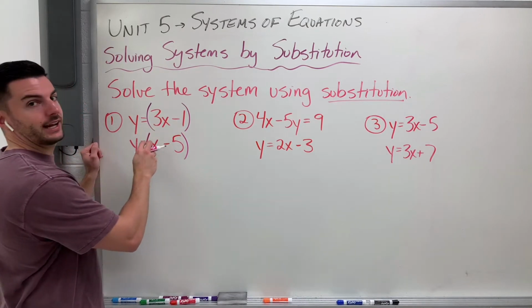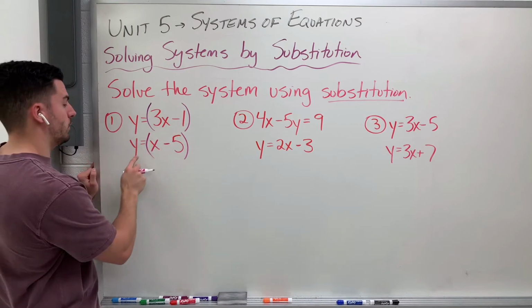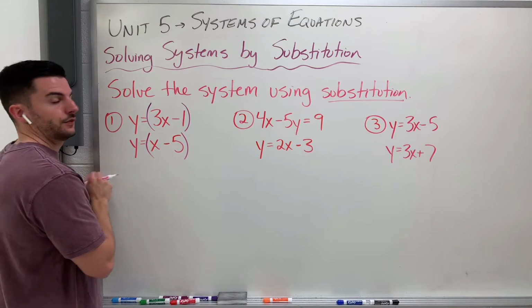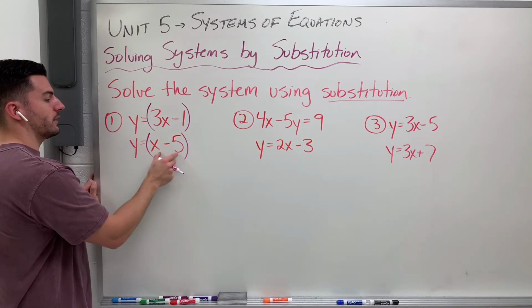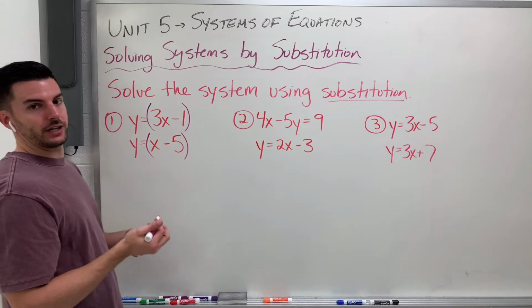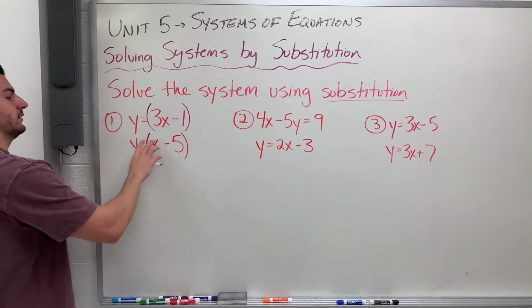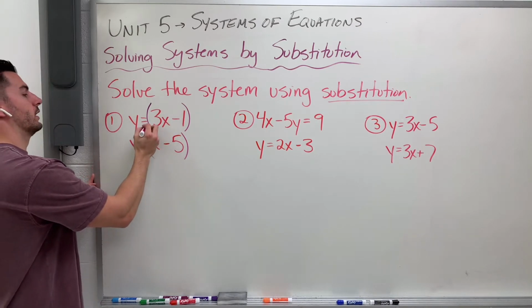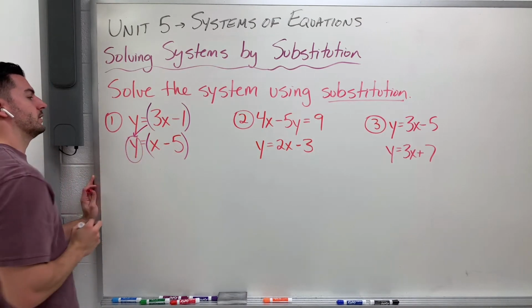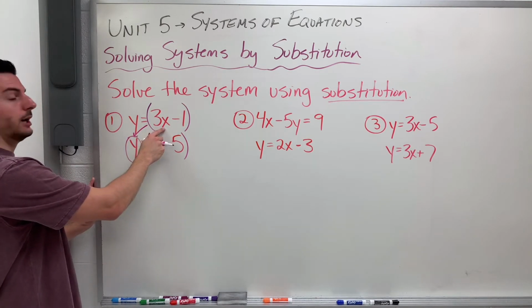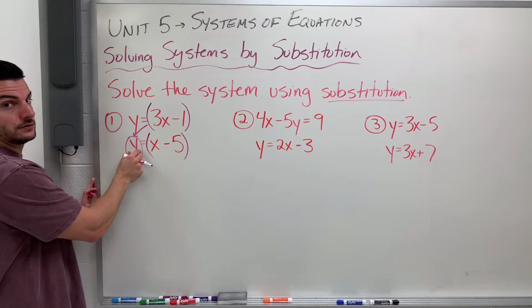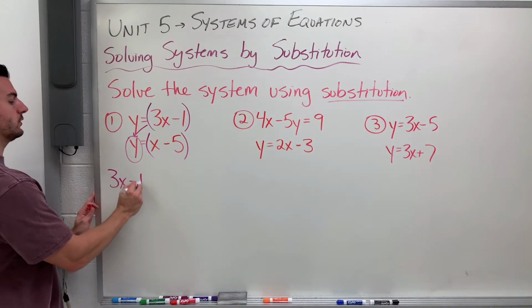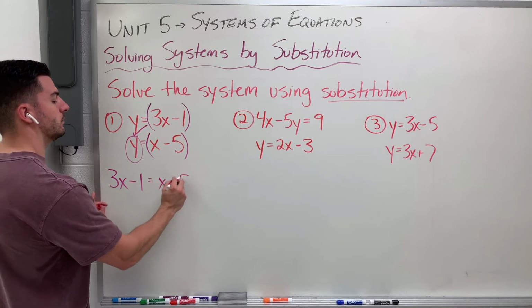But yeah, so again, it's saying y is equal to this group and y is equal to that group. Okay, it's kind of that transitive property that says, right, if y is equal to both of these things, then these two groups have to equal each other. Or again, you could think, okay, because y is equal to this group, I'm going to sub in this group for y in the other equation. Okay, no matter how you think about it, you end up with 3x minus 1 equals x minus 5.